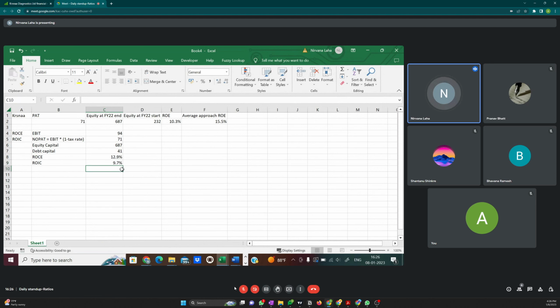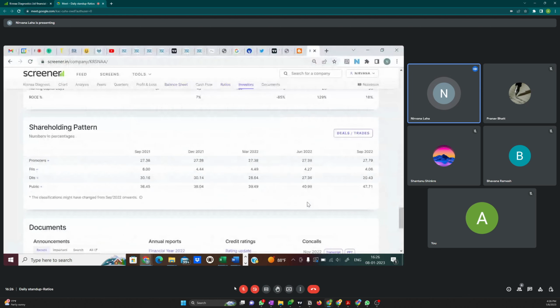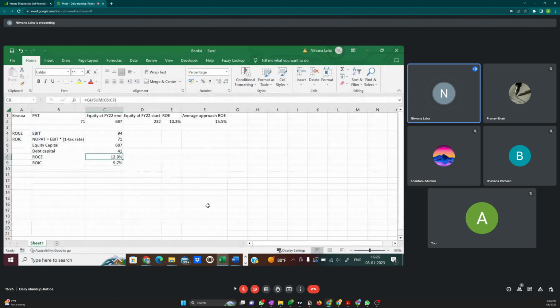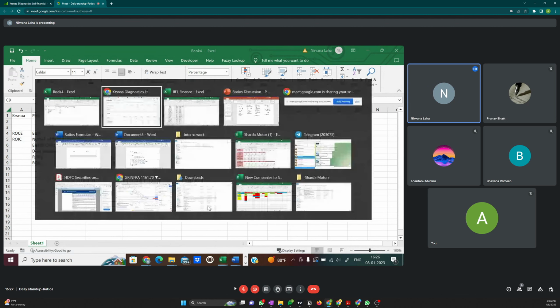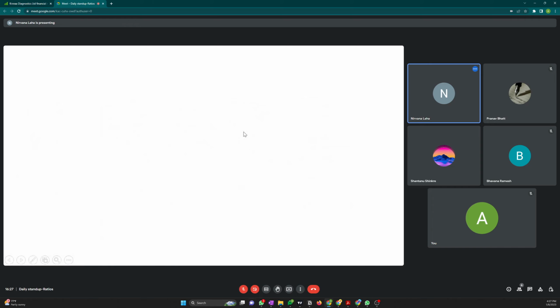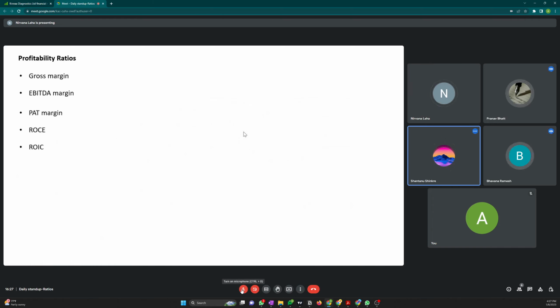Right? So Screener again uses the average method, so there'll be some difference. Let's go down and check. According to them, the ROCE was 18%, higher than our calculated number, because their capital was lower in the average method. And ROIC Screener doesn't report, but you can calculate it like this. Is this clear, guys? Yes.